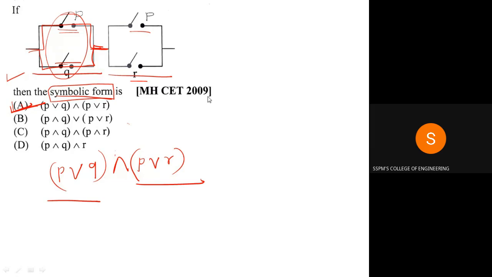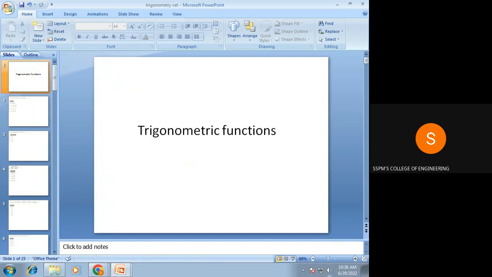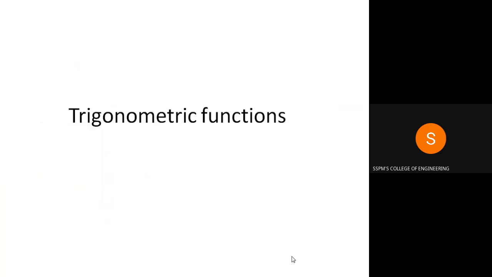Now we will see examples on trigonometric functions. Trigonometric functions are an important topic. Okay, we will move directly to the examples. I will give you the important reasons while solving the examples.